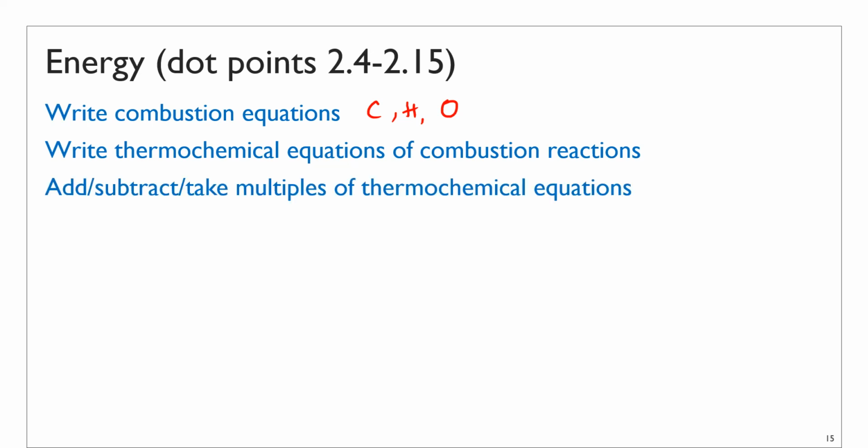This one doesn't happen very often. You may be asked to add or subtract, or generally take multiples of a thermochemical equation. So if I reverse the equation, delta H changes from positive to negative and vice versa. If I double the coefficient, you double delta H, things like that. Normally it comes in a question with the equilibrium constant that you will see later.